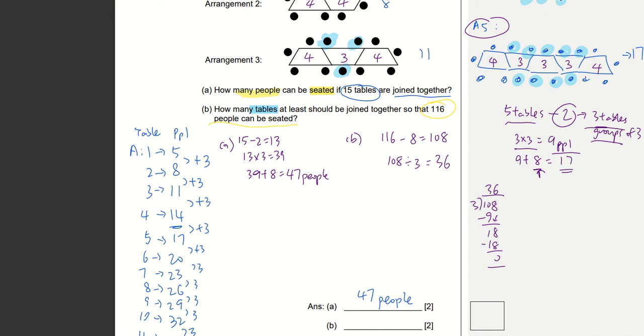Now 36 groups of 3, that means I have 36 tables. They are seated by 3s, they are in the middle, right? So 36 tables plus they are in between, plus the one in front and one at the back, I will get 38 tables. Okay, so that's the answer for question B.